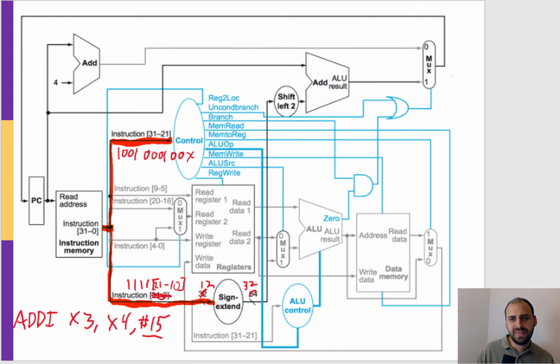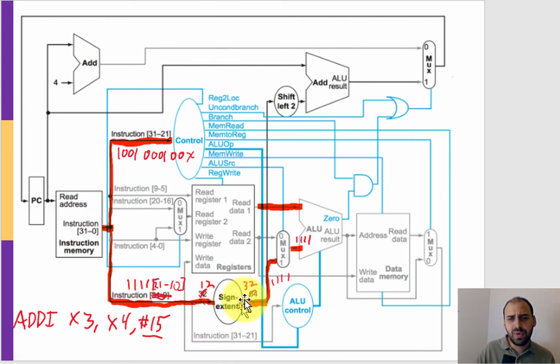The reason for that, we're going to see in a moment, is because the ALU works on 32-bit inputs, so it has to be 32 bits. So we can write that in here. It's not changing the value at all. It's still 15, and it's 15 here.